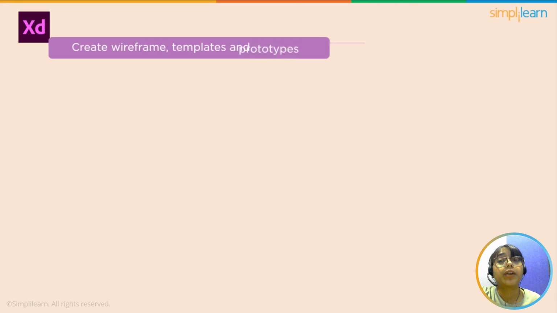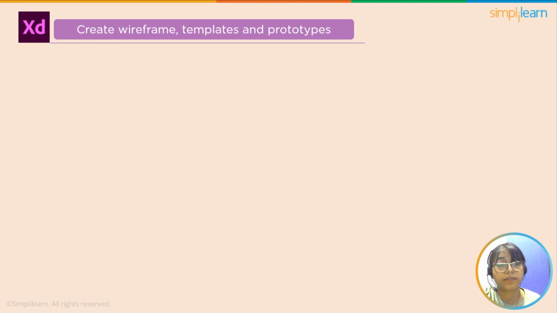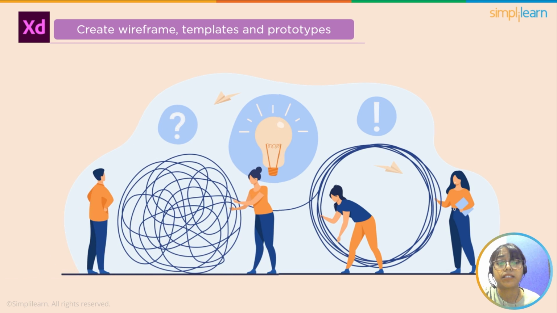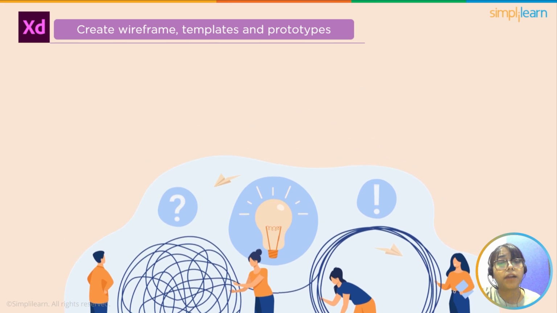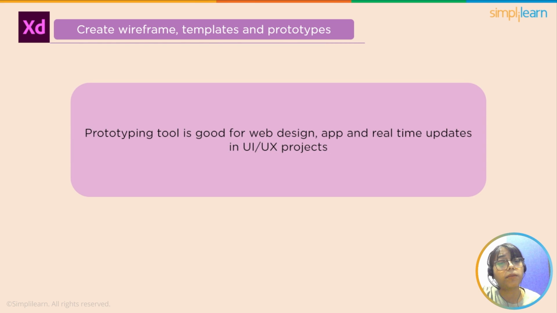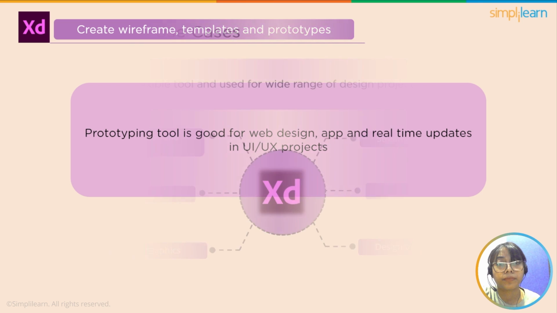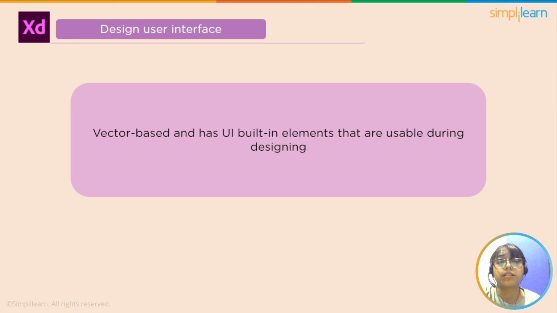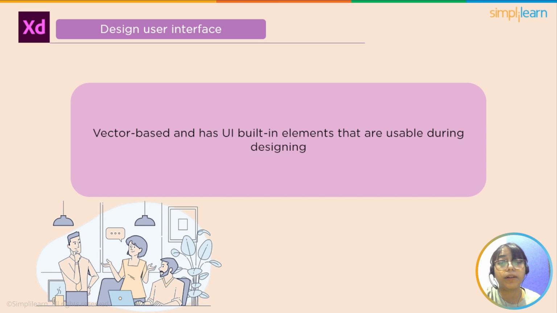The first one is create wireframes, templates, and prototypes. Adobe XD is an excellent tool for quickly creating wireframes and prototypes. Creating simple and complex designs is easy, and you can add interactive elements to make your prototype more realistic. The prototype tool is excellent for web design, mockups, and mobile apps, and for making real-time updates to your UI and UX project. And the next one is design user interface. Adobe XD is a great tool for designing. It's vector based, so you can create designs, and it has many built-in UI elements to use in your designs.